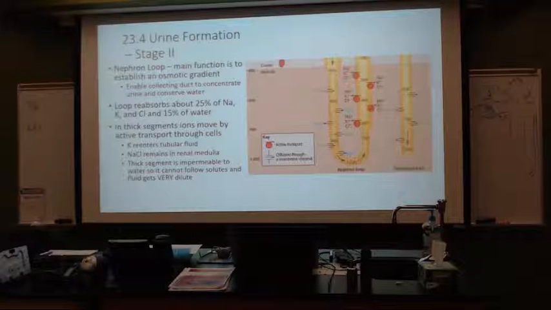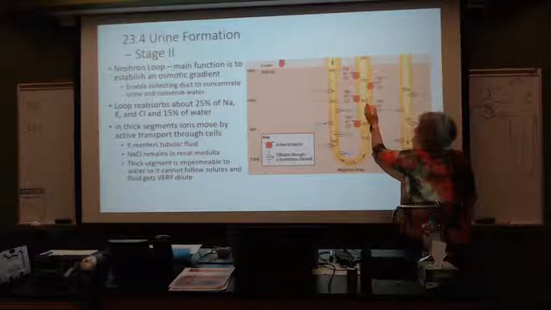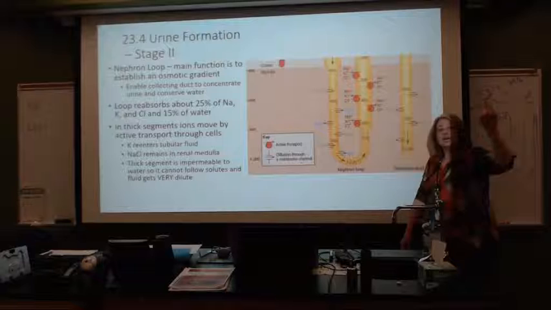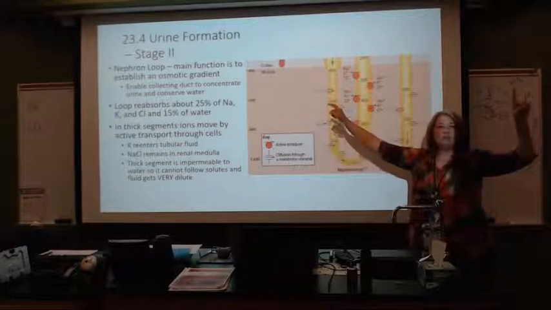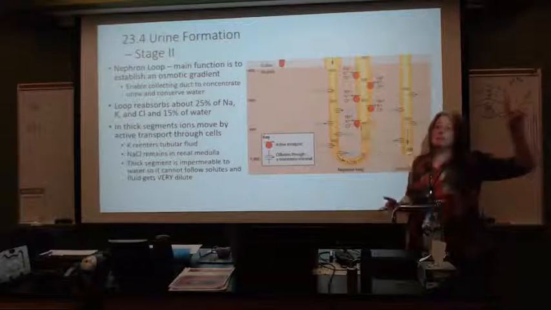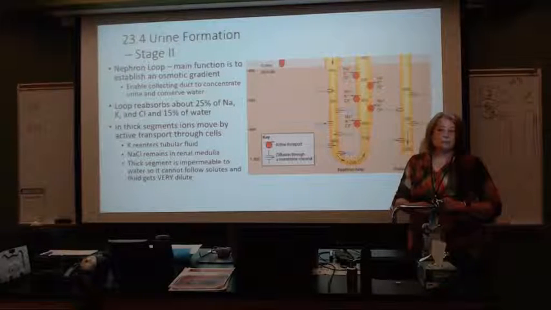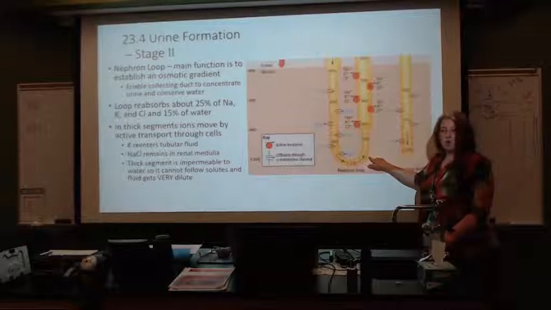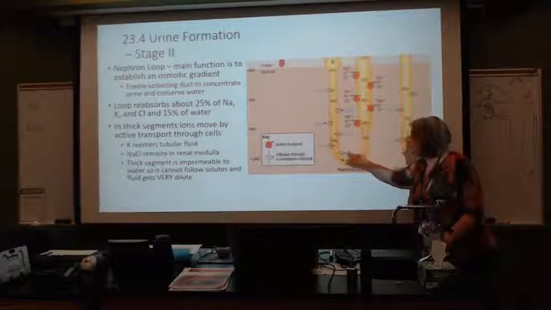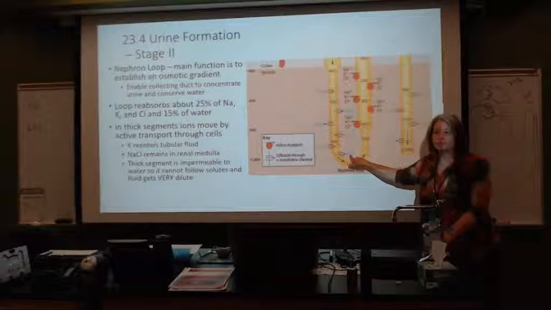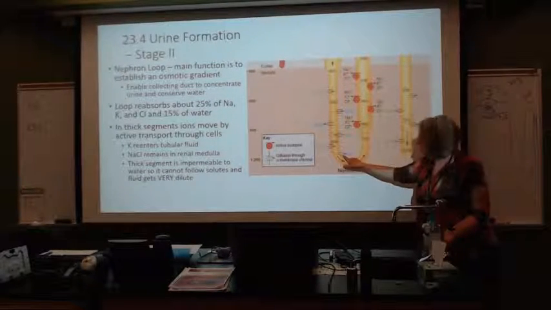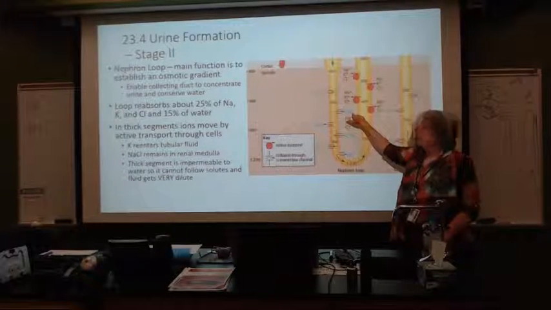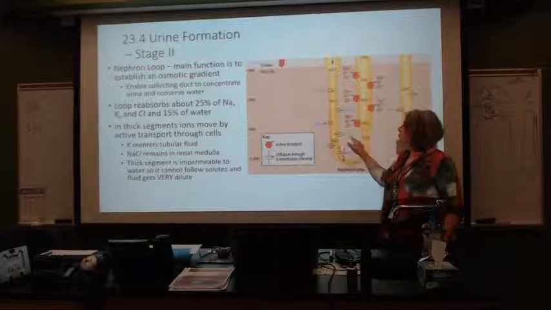When I look to my ascending limb, I'm seeing ions again, because not all of the ions moved at the level of the PCT. But for the majority of this loop, the goal is to get rid of the water. So note, water moves out. Urea moved in.